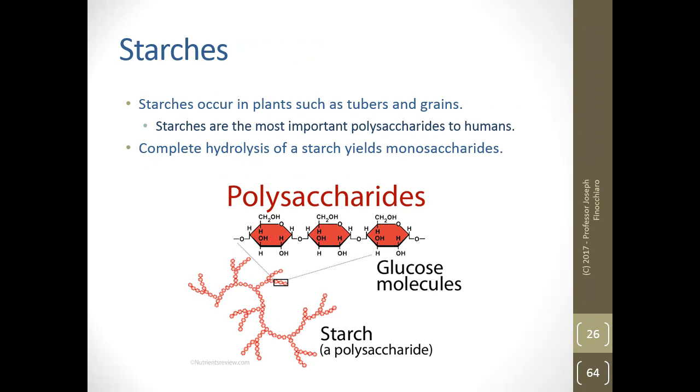Starches occur in plants such as tubers and grains, and starches are the most important polysaccharides to humans. Complete hydrolysis of a starch yields monosaccharides. Well, go figure. We just said that if we take a polysaccharide, a bunch of monosaccharides all added up in a chain or a circle or whatever, and start breaking them down, we'll go from poly down to a di, and then if we keep doing it from a di to a mono, once we get to the mono, we're done.